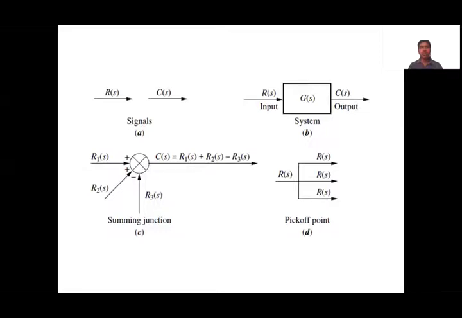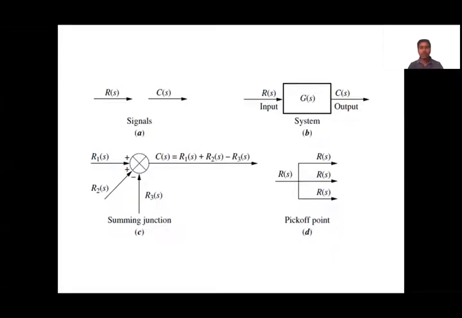So here in general, R of S is taken as the input signal and C of S is taken as the output signal. Therefore, a system or a block is represented by a rectangular box with input R of S and output C of S. And inside the box, G of S represents the relation between C of S and R of S. Here in general, this box in Laplace transform representation gives the transfer function of the system.